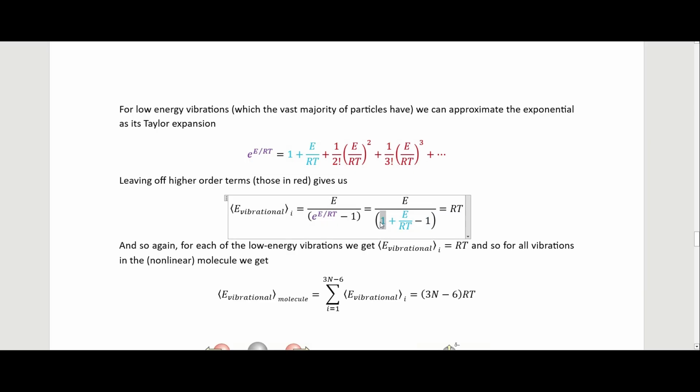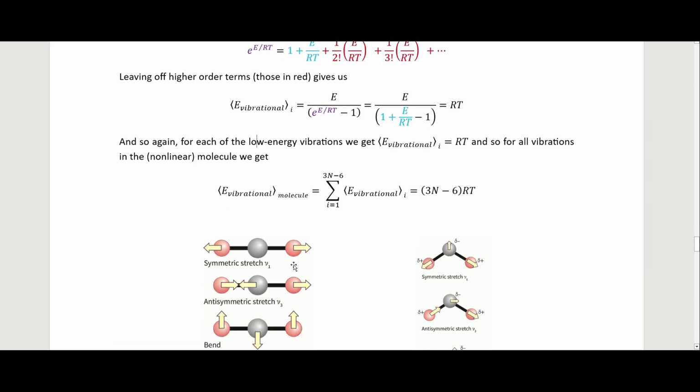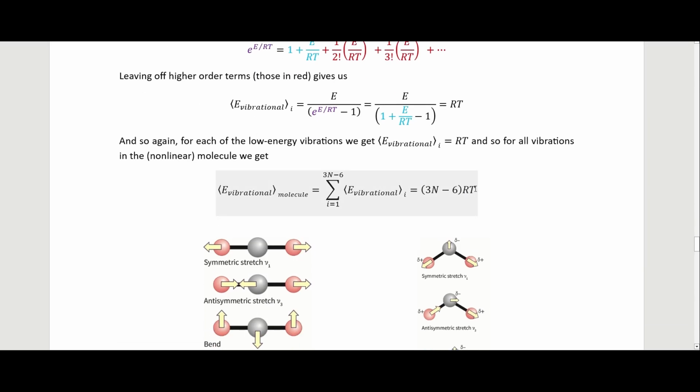What we see is this 1 will subtract with this 1, so we just end up with e over RT. This e will cancel with that e. This RT, which is in the denominator of a denominator, means that it's in the numerator, so we end up with just RT right there. And so for each low energy vibration, and this is for each low energy vibrational mode, we get that it's equal to RT. And so for all vibrations in the nonlinear molecule, we end up with this right here. So if we sum through all of these different modes, we end up with 3n minus 6 times the RT.